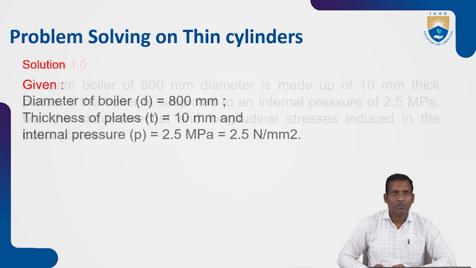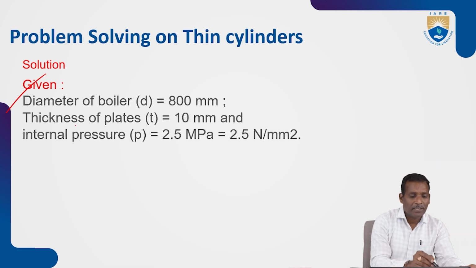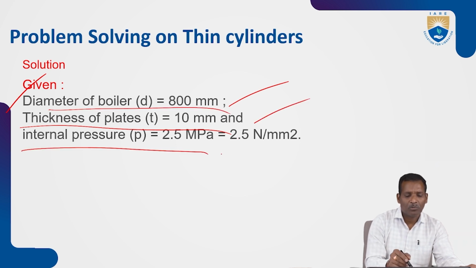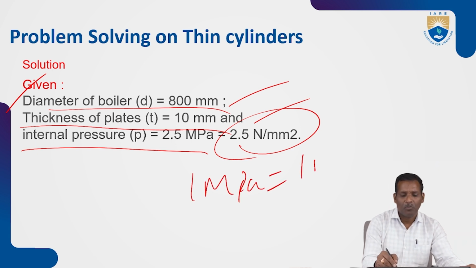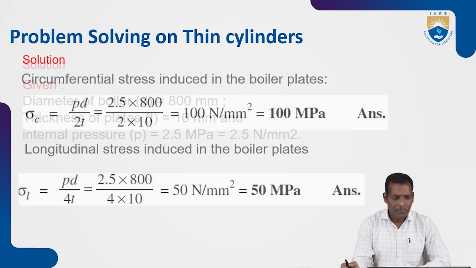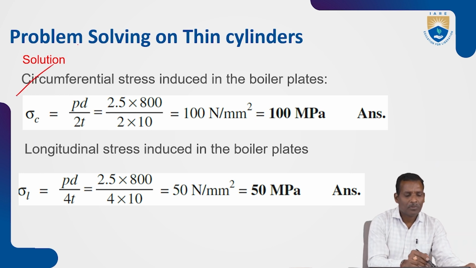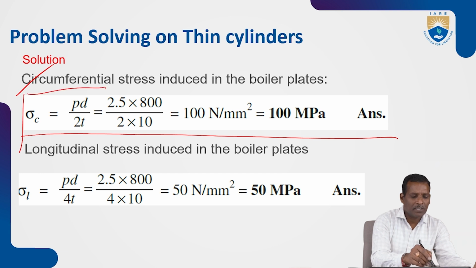First of all, you should write the given data. The diameter of the boiler is 800 mm, the thickness is 10 mm, and the internal pressure is 2.5 megapascal, converted into Newton per mm square. You already know 1 megapascal is equal to 1 Newton per mm square. Now in the solution we will see the circumferential stress induced in the boiler plates. Whatever you have discussed in the theory part, those relations apply here. The sigma c is PD by 2T.